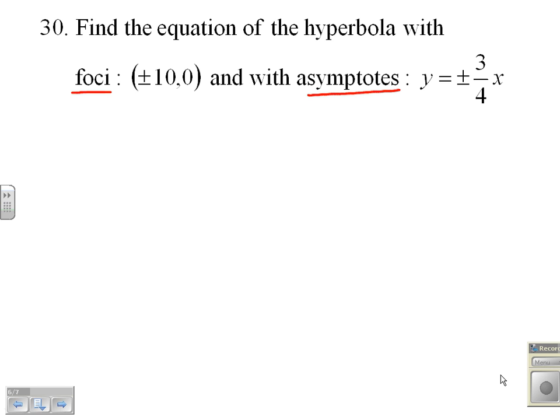So I like to sketch a quick graph of what they're talking about here. So foci at plus or minus 10, 0. That would look something along the lines of this. And again, those are my foci. Therefore, I don't know where my hyperbola exactly is, but I do know for sure that it's opening to the right or left in an x direction.